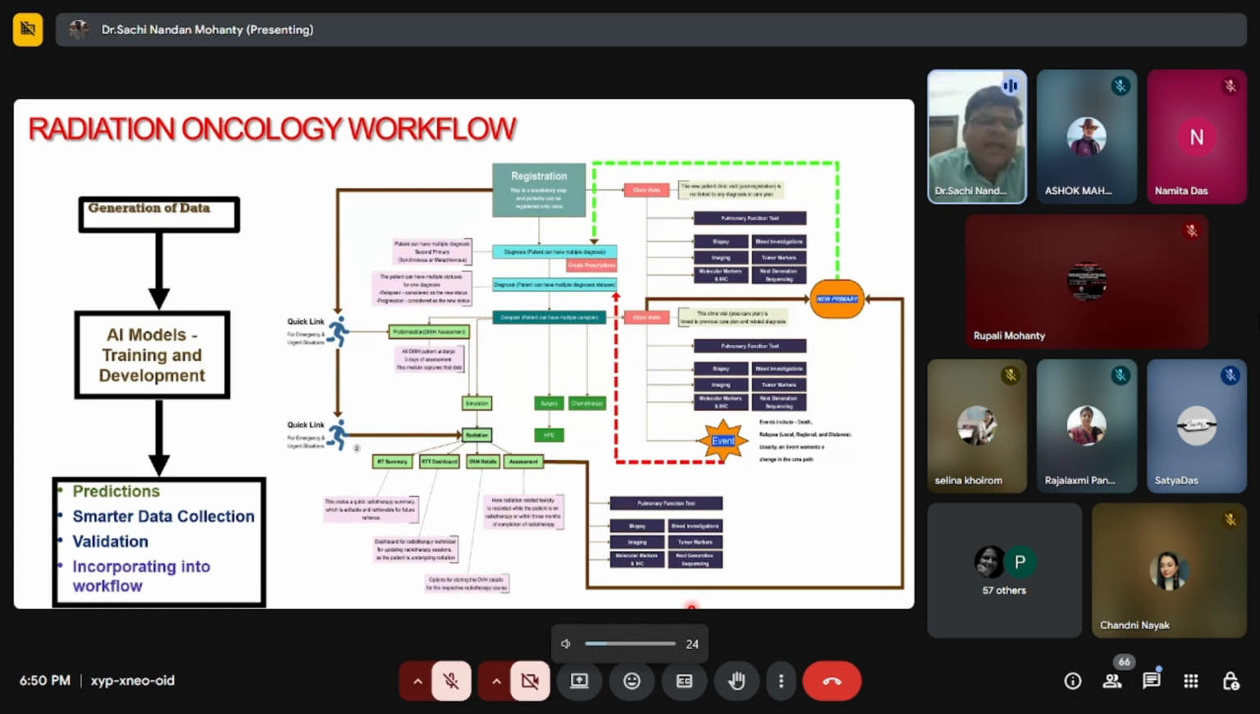The generation of data, then AI models trained in the deployment. We can find the prediction, then smarter data collection and validation, then incorporating it into the workflow. So what is the workflow here? This is the workflow. First the registration, then you collect the data. After collecting the data, you can do the functional test. Functional test means the biopsy or imaging, CT images, or ultrasound. Many types are there, such as blood investigation, tumor marker, and next generation sequencing. So this is called the clinical visit, right?